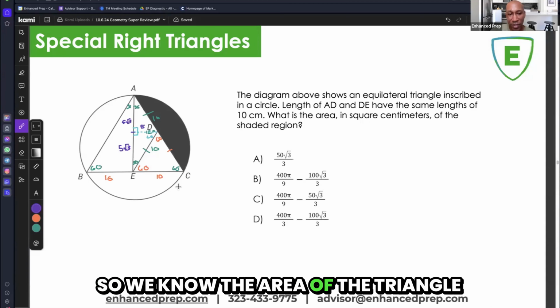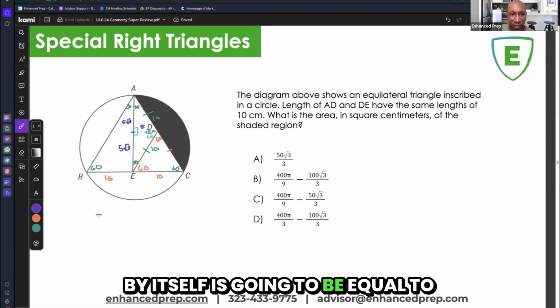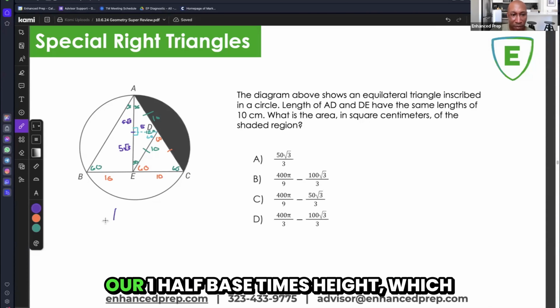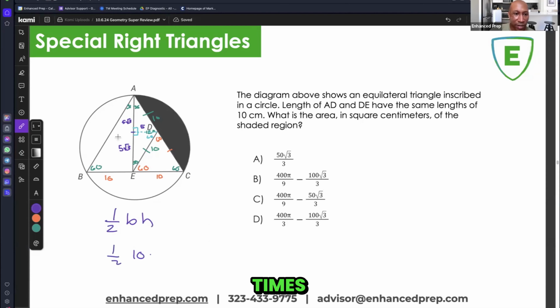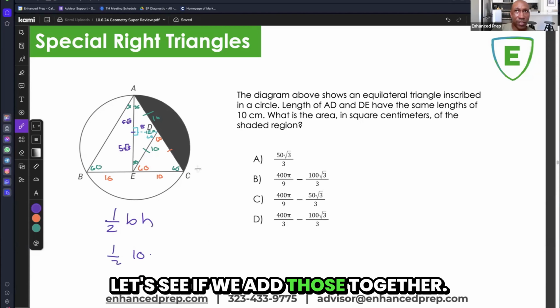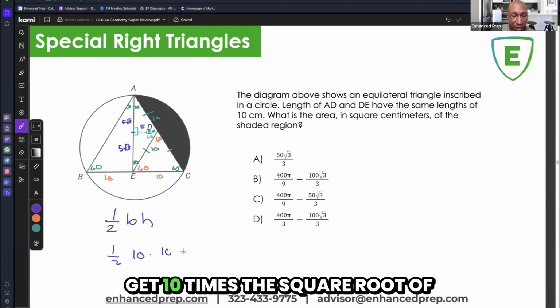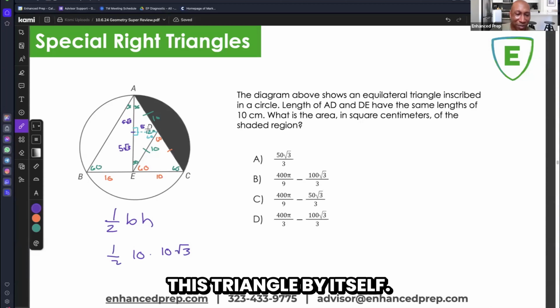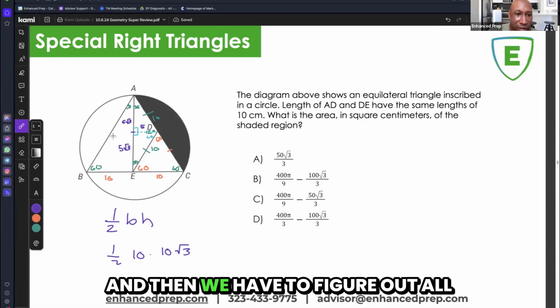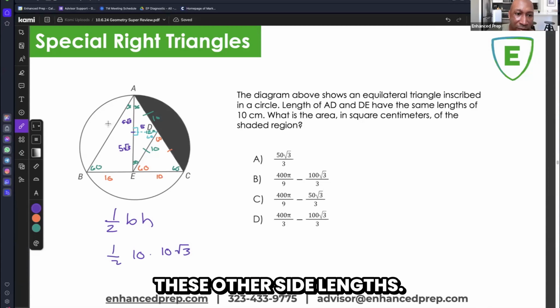So we know the area of the triangle by itself is going to be equal to 1/2 base times height, which we said our base is going to be 10 times, let's see if we add those together, 10 times the square root of 3. So then we're going to get that this is going to be 100, blah, blah, blah, for this triangle by itself, right? And then we have to figure out all these other lengths.